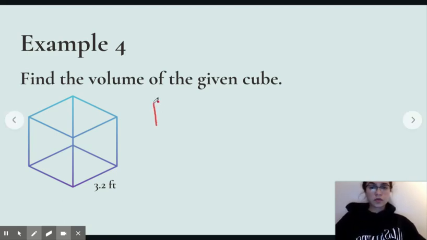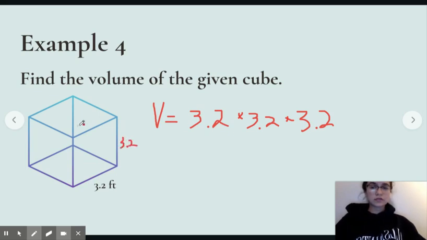Okay, so hopefully you were able to see that volume is equal to 3.2 times 3.2 times 3.2. Again, it's the edge times the edge, which is also 3.2, times the edge, which is also 3.2. They only gave me one measurement because I know that for a cube, they're all the same, so they don't need to repeat it every time. Okay? 3.2.